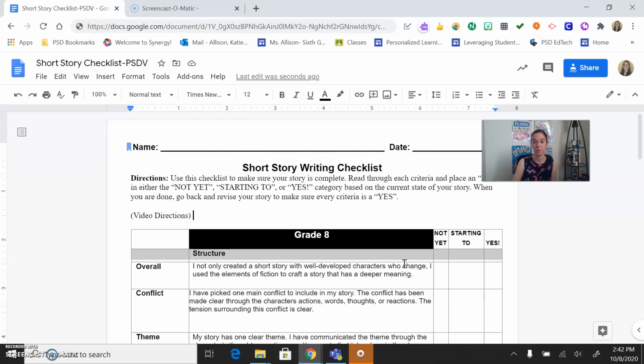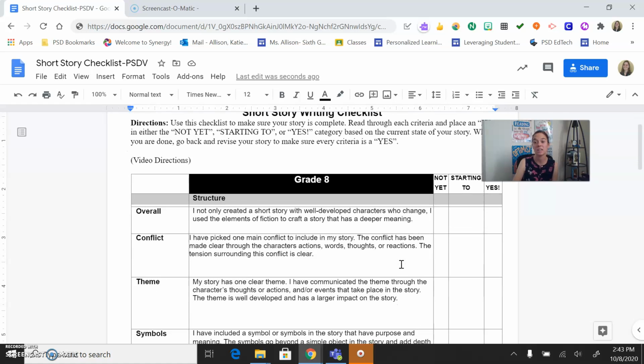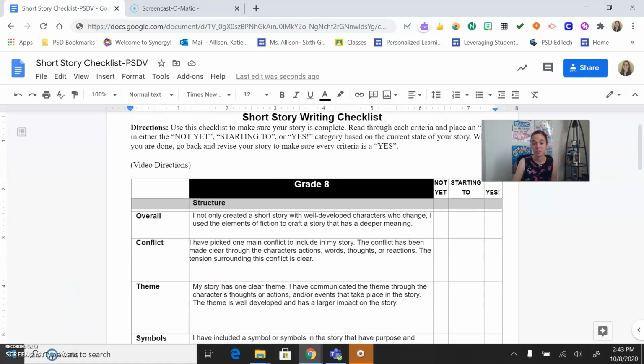Read through each criteria and place an X in either not yet, starting to, or yes category based on the current state of your story. When you are done, go back and revise your story to make sure that each criteria is at least a yes, right? So here we have different categories.